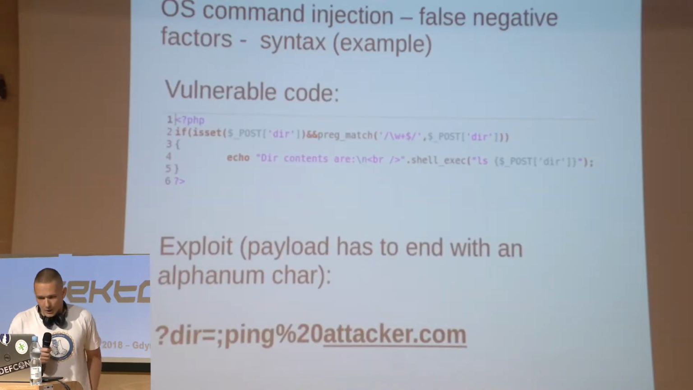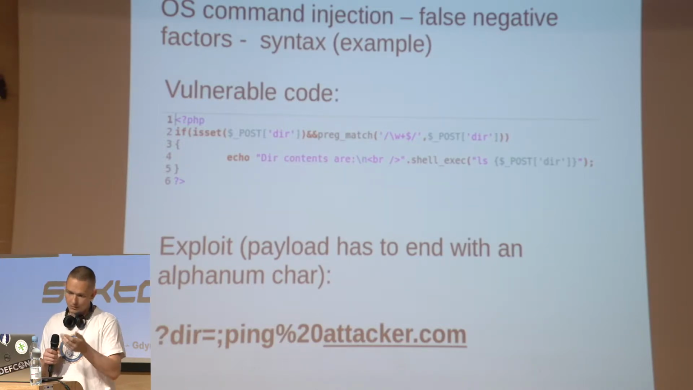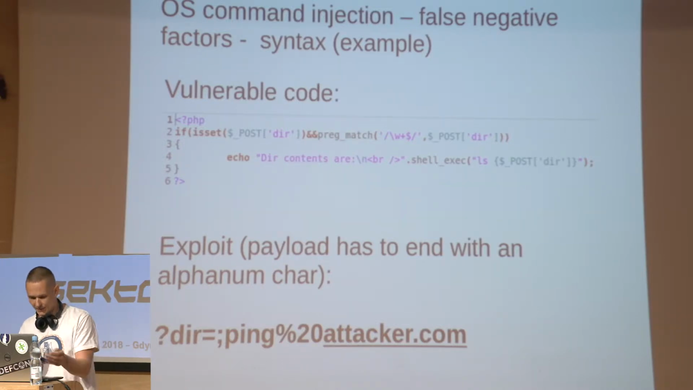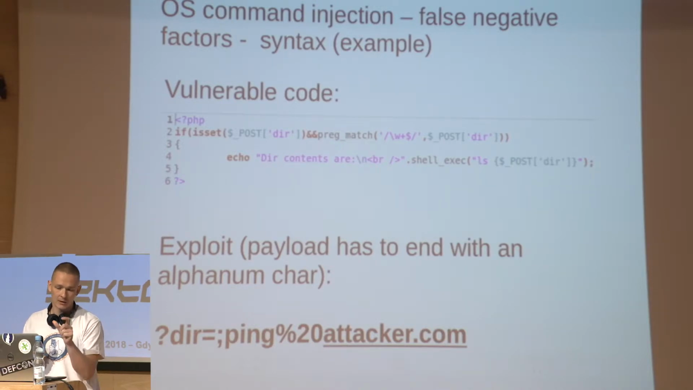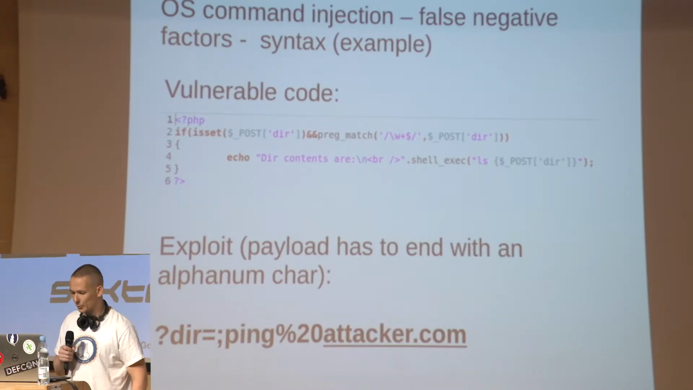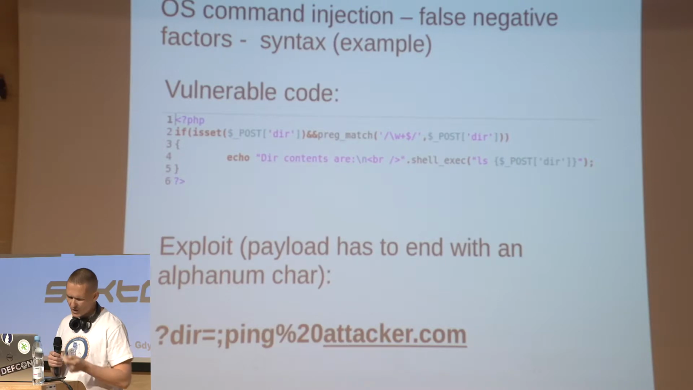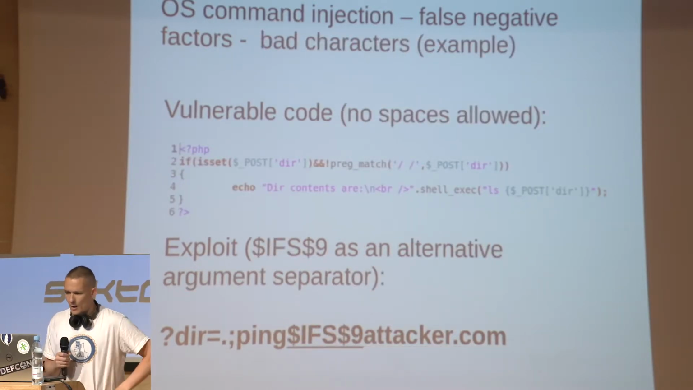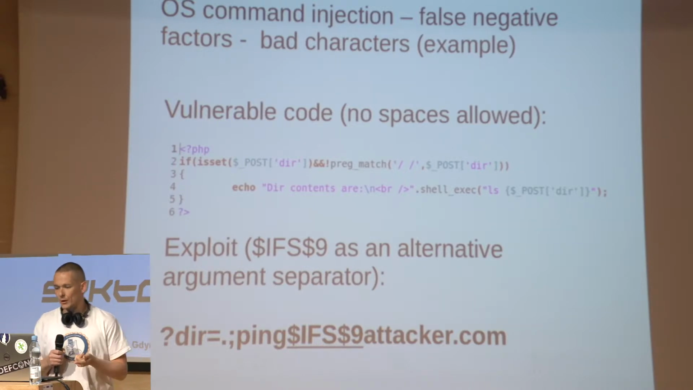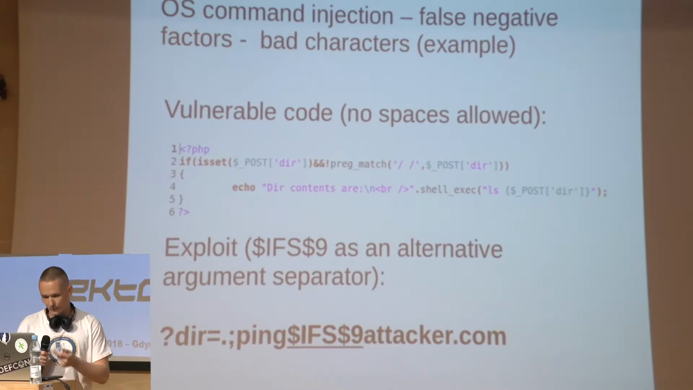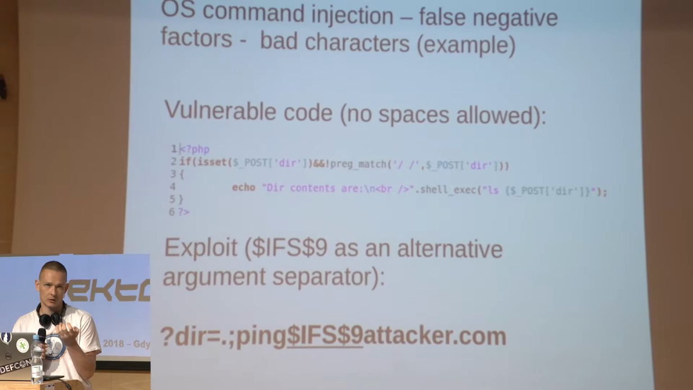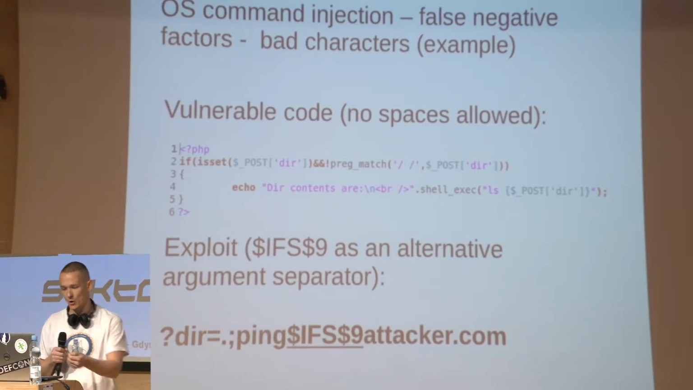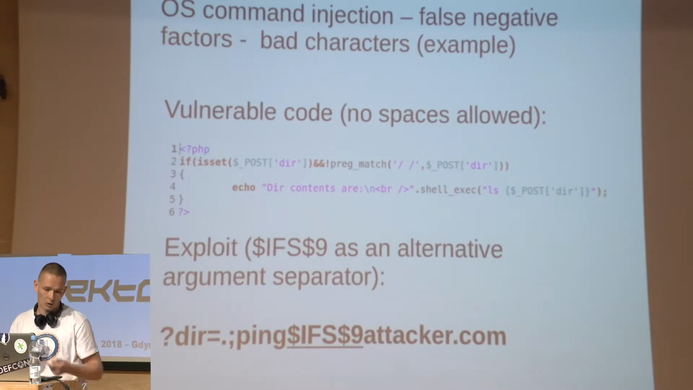So here are some examples. This is vulnerable code, the command injection code. Basically it's vulnerable, but it will only work if the payload ends with an alphanumeric character. Most of them will. Actually, if a digit was required, it would be a more realistic case. But another one is when you have a false negative because no spaces are allowed, or basically no whitespace characters. So here's a trick that will work on a *nix system to bypass this.